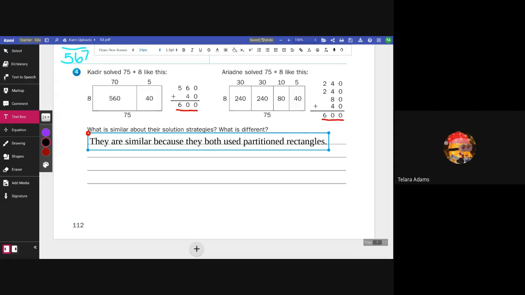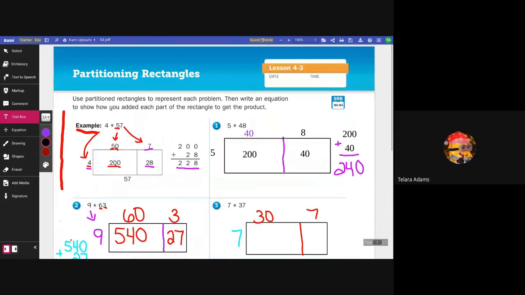Now, I want you to tell me how they are different. They are different because Kadir, what did Kadir do? And Arian, spelled her name wrong. Tell me what both students did to solve the problem. How were they different? When you are all done, go ahead and turn it in twice to submit.